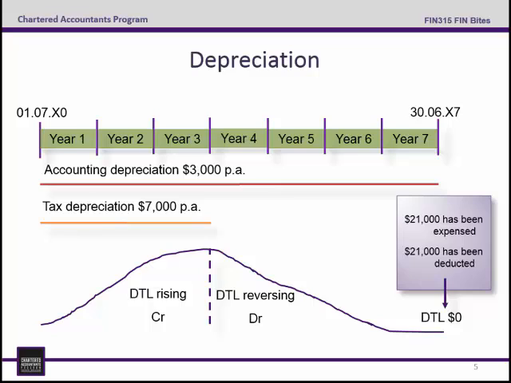So that you can see that the temporary difference is fully reversed by 30 June X7, because $21,000 has been expensed for accounting purposes and $21,000 has been deducted for tax purposes. It's just that they're hitting our different books over those different time frames. 3 years for tax, but 7 years for accounting purposes.